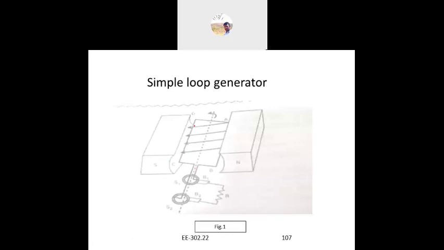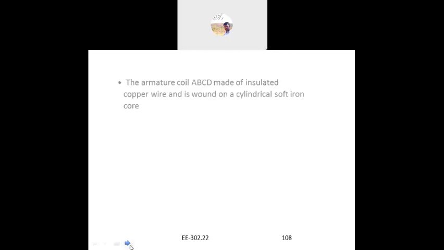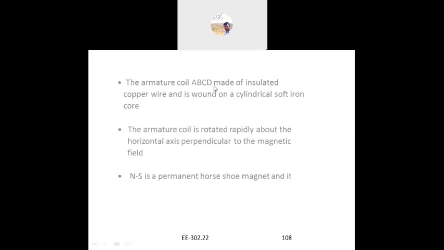Here is the copper coil, and its ends are connected to the two slip rings. Here are the brushes, B1 and B2, connected with the resistor. Whenever the coil rotates in this way, we get the 0 to 180 degrees. The armature ABCD is made of insulated copper wire wound on a cylindrical soft iron core.